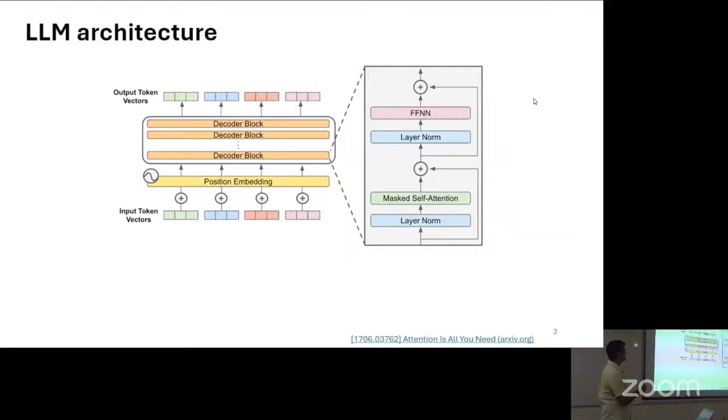And what you see here on the right is one block of the model. This is the decoder block. There are some operations here: layer norm, self attention, layer norm, and FFN again. FFN is the feed forward network.